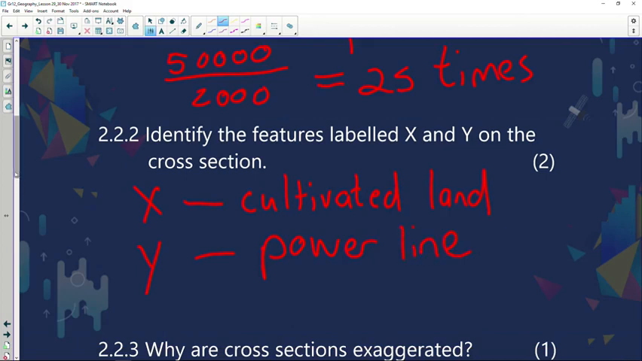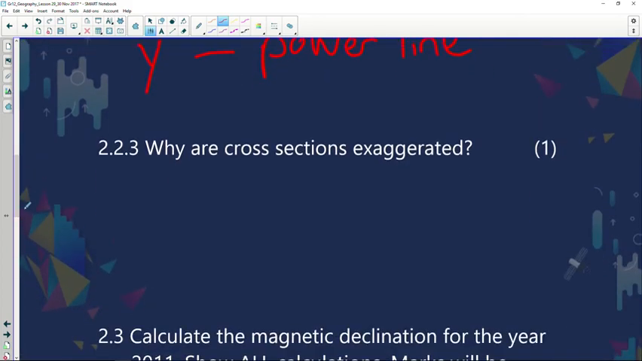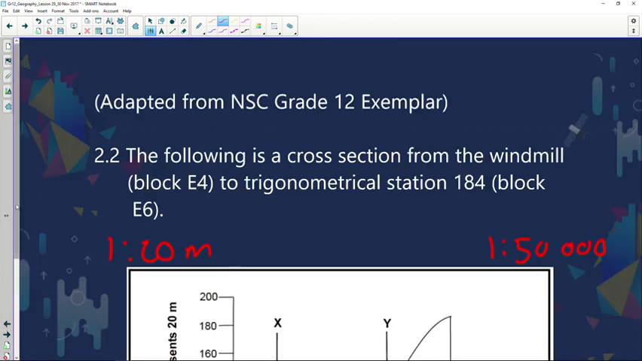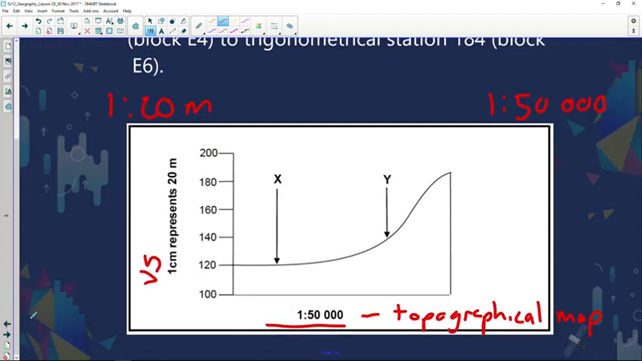Now the next question, why do we use vertical exaggeration and why are cross sections exaggerated? Because it shows us the difference in height. Now keep in mind, when we look at the cross section, there can only be two horizontal scales, and that depends on the examiner if he asks the cross section on a topographical map.